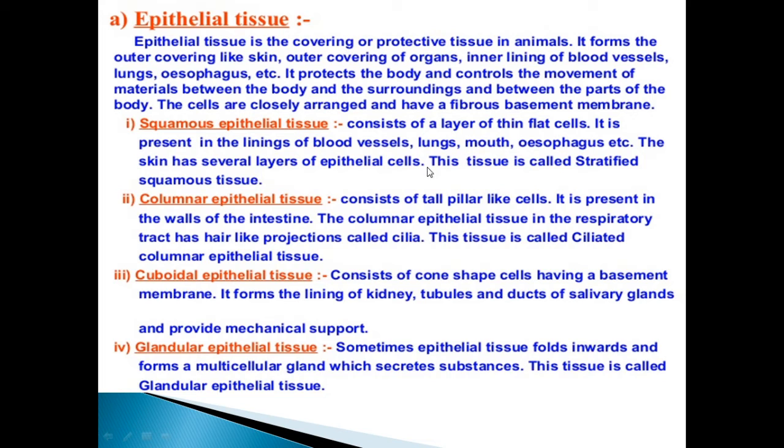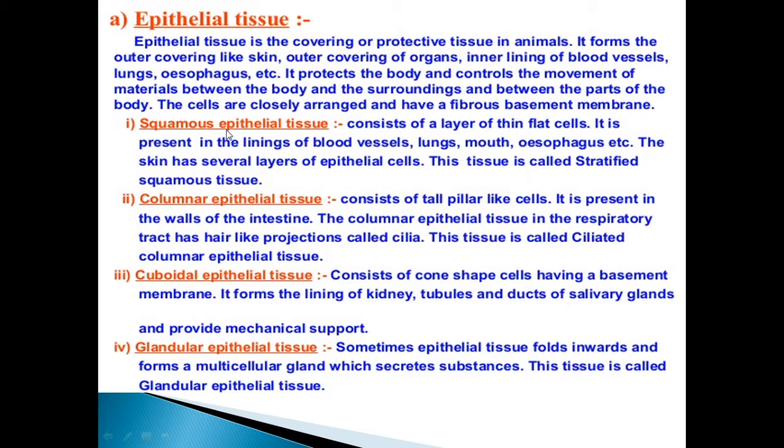Now we will discuss epithelial tissue. Epithelial tissue is a covering or protective tissue in animals. It forms the outer covering like skin, the outer covering of organs, and the inner lining of blood vessels, lungs, esophagus, etc. Epithelial tissue is subdivided into squamous epithelial tissue, columnar epithelial tissue, cuboidal epithelial tissue, and glandular epithelial tissue. This is based on the position and their function.